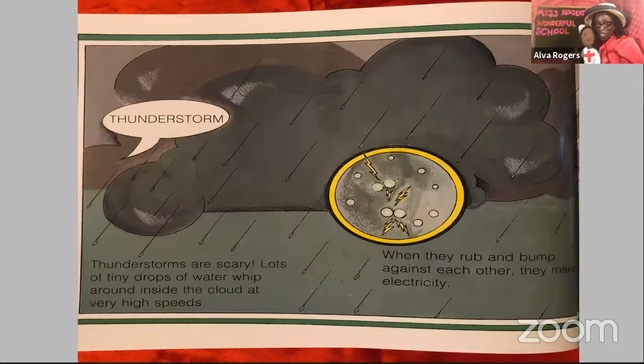Thunderstorm. Thunderstorms are scary. Lots of tiny drops of water whip around inside the cloud at very high speeds. When they rub and bump against each other, they make electricity.